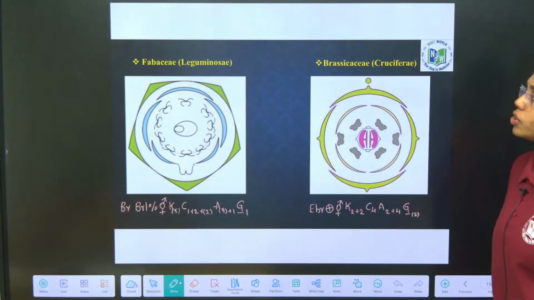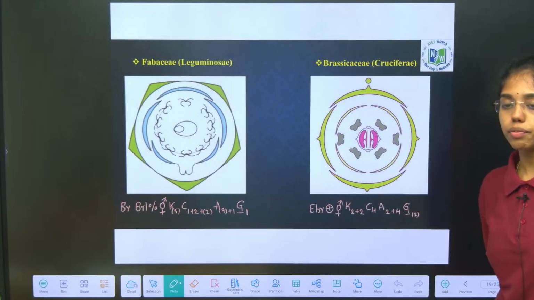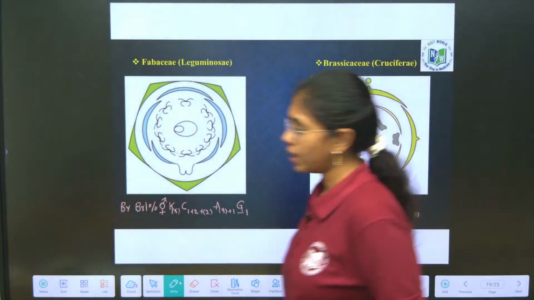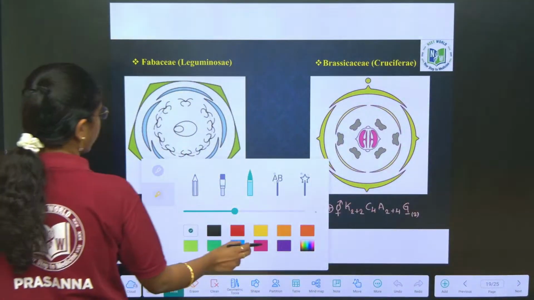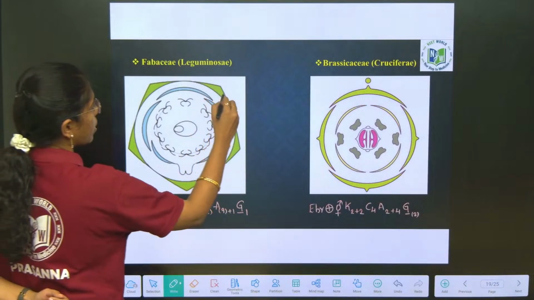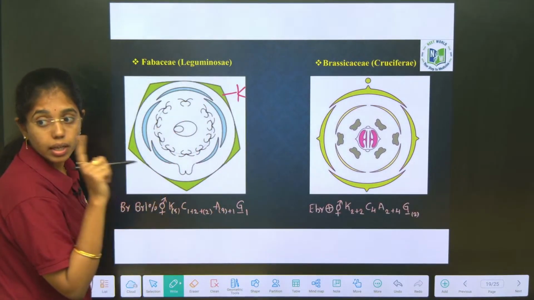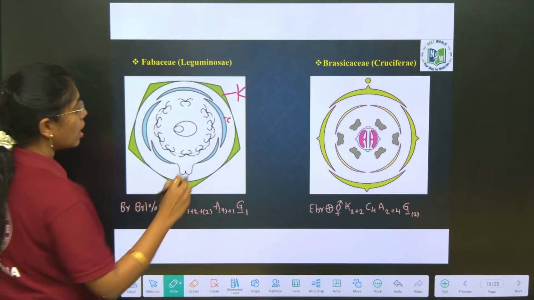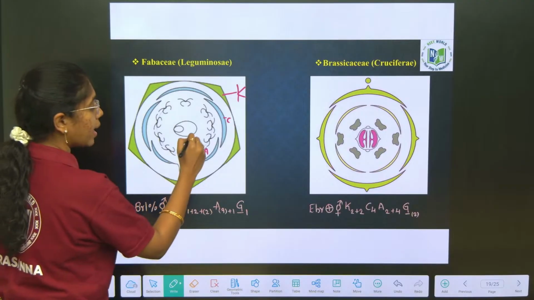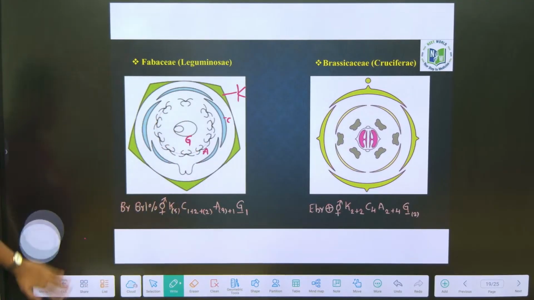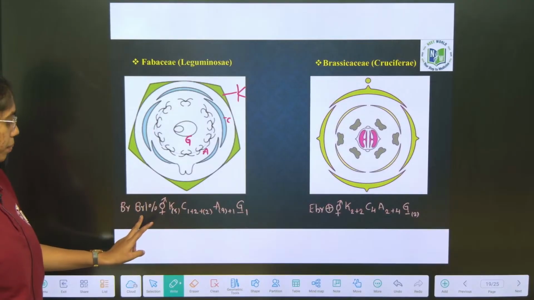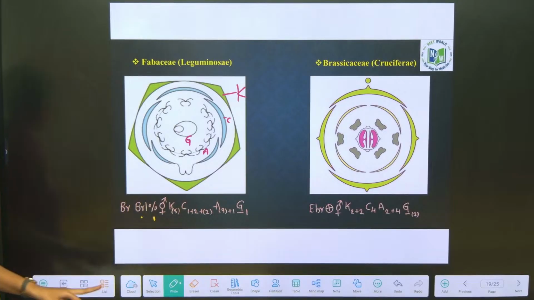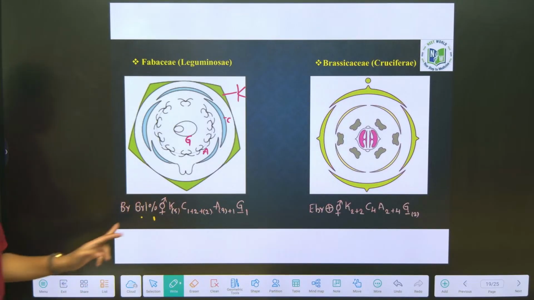Here we go. First with floral diagrams and floral formula, then it will be easy for us to compare. So first you see the Fabaceae or Leguminosae family. Here in this floral diagram, the outer whorl represents calyx or sepals. Inner whorl, corolla or petals. Next is androecium, next is gynoecium. So here you can see Fabaceae, bracteate, bracteolate, zygomorphic because it has what? Plane symmetry.